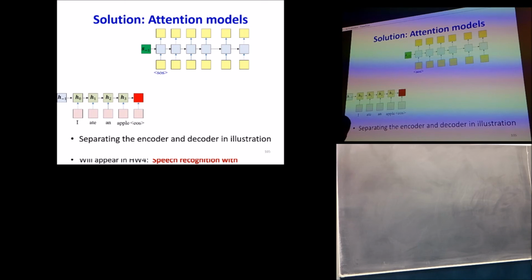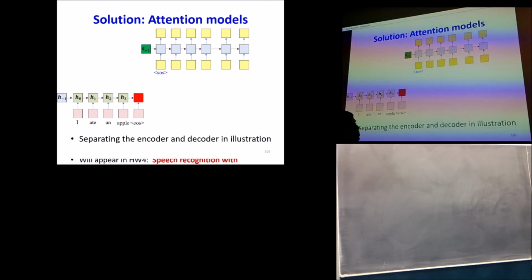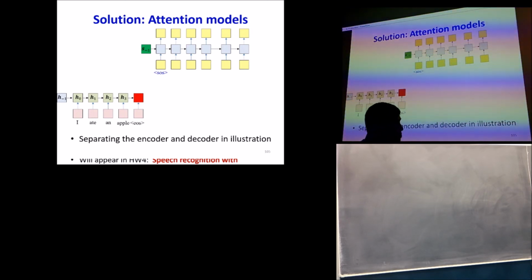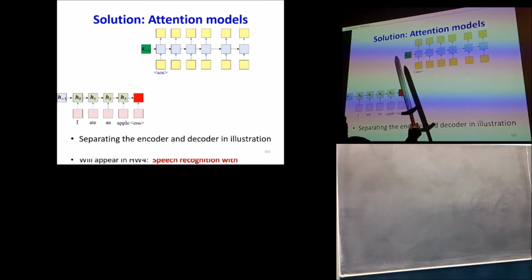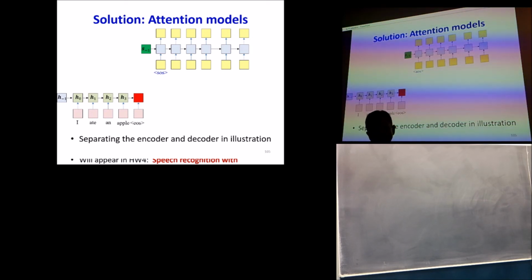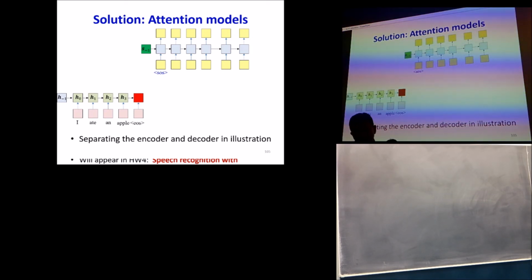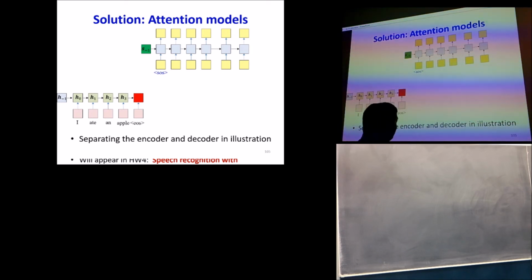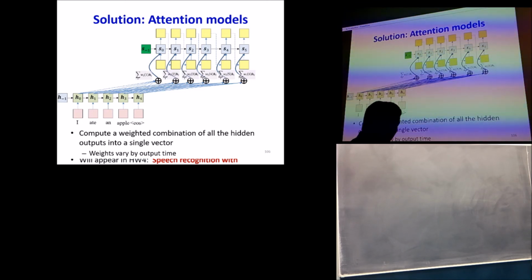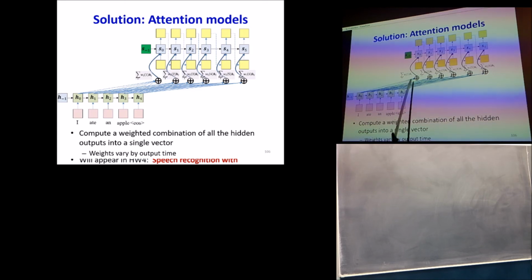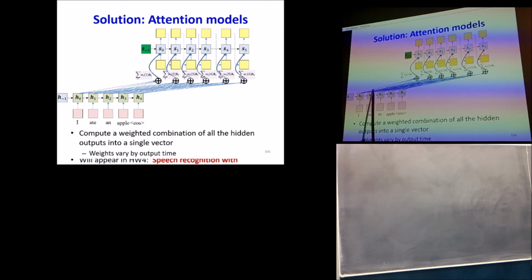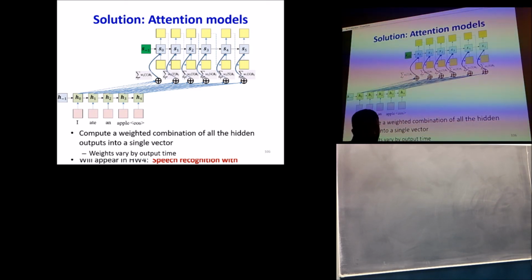The first step, of course, is that we're going to separate the encoder and decoder, like so. This is just for illustration, but it actually helps us visualize what's happening. Now, the decoder always begins by considering a start of sequence symbol. The SOS symbol represents that this is the beginning of a sentence. And now, instead of just considering a single combined hidden representation from the input, at each time, the decoder is going to consider a weighted combination of all of the hidden outputs, which is going to combine into a single vector.